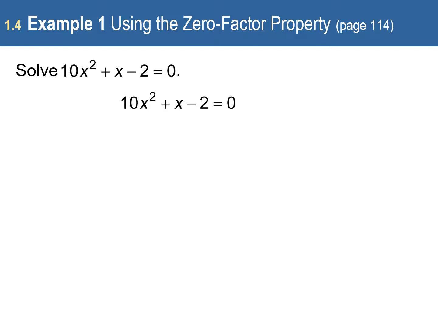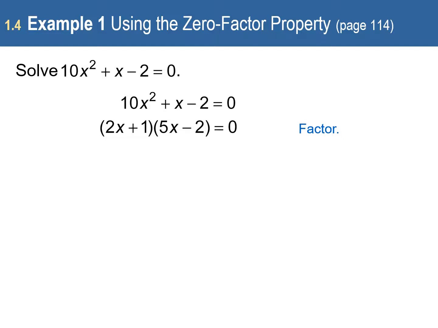Now, suppose I wanted to solve 10x squared plus x minus 2 is equal to 0. I need to factor this. What multiplies to be negative 20 and adds to be positive 1? If I factor this out, I see that my two terms are 2x plus 1 and 5x minus 2. And we've already done factoring.